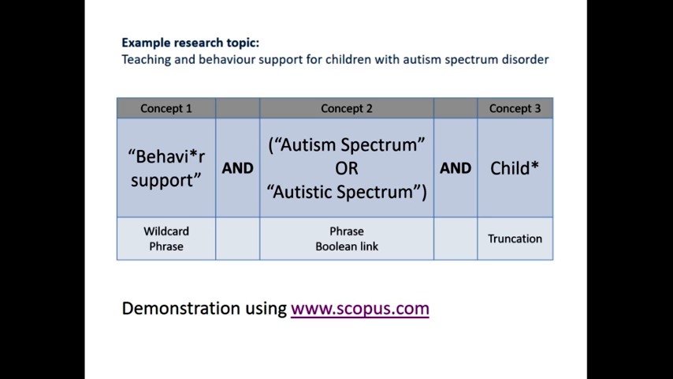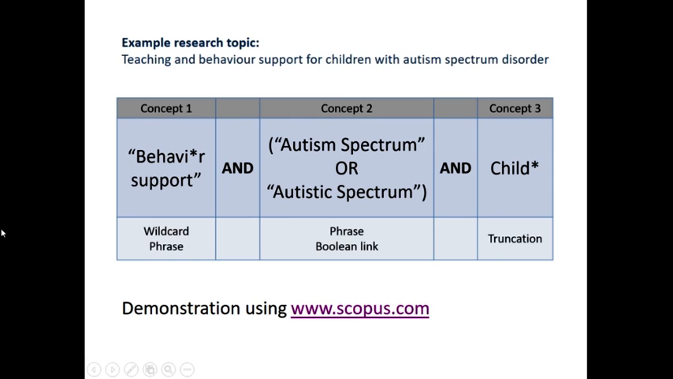We're then going to use an AND, which is a Boolean operator, to connect that to the second concept, which is about autism spectrum or autistic spectrum. By putting brackets around it, we are linking two phrases together using OR, which is another Boolean operator. And then finally we're using AND again to link it to child. So that's just a simple truncation. We're cutting the end off, so child will search for child, children, childhood, and words like that.